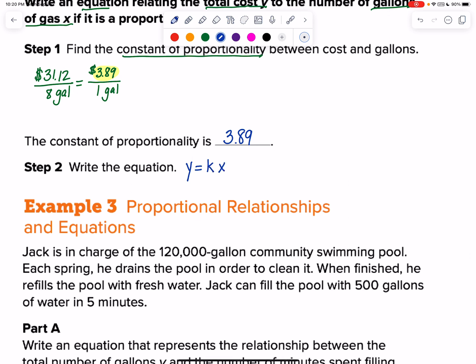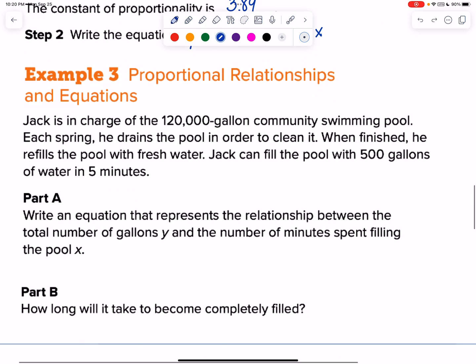Okay, now plug in the COP to this, and we would have y equals 3.89 times x. What does that mean? That means any x we have, if we multiply by 3.89, it'll tell us what the y is. Okay. All right, let's go down to example 3.